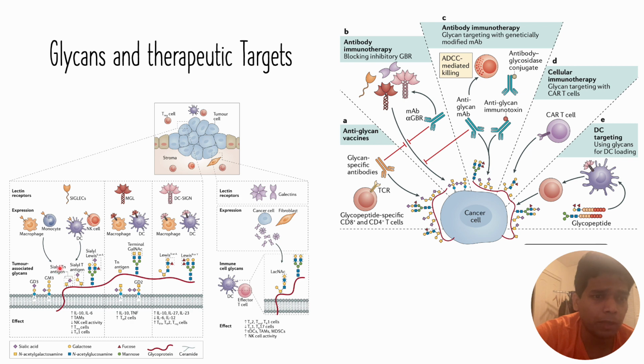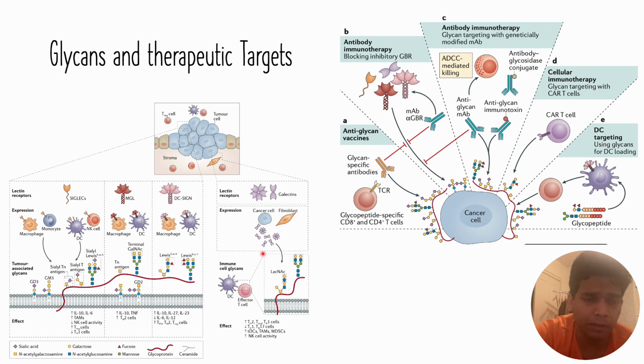And what happens because of the expression of more sialic acid related glycans on the tumor cells is that it can interact with the immune cells such as dendritic cells, NK cells, monocytes, and will induce more anti-inflammatory response and reduce pro-inflammatory response. And some of the examples are shown in this panel, in the middle panel.